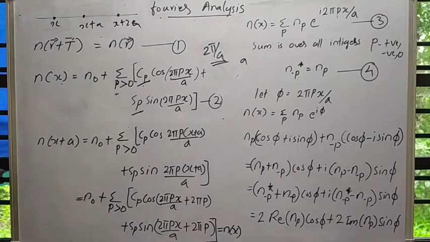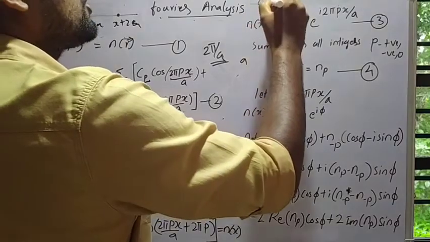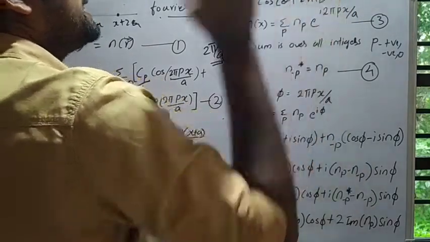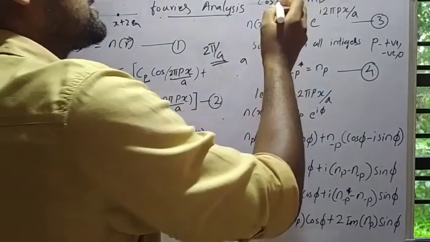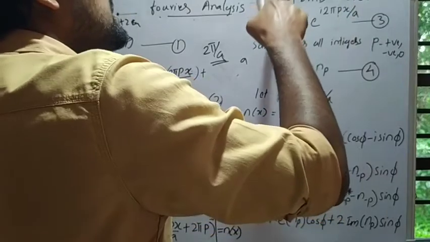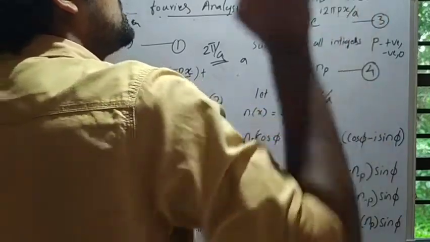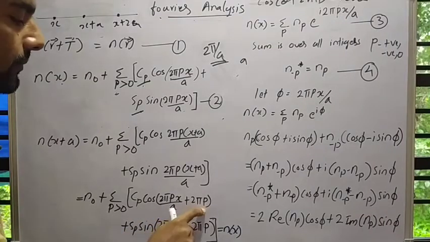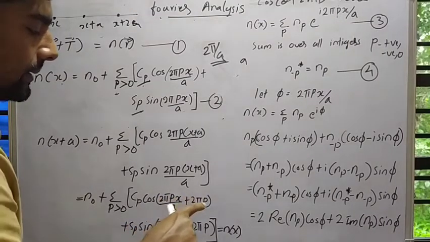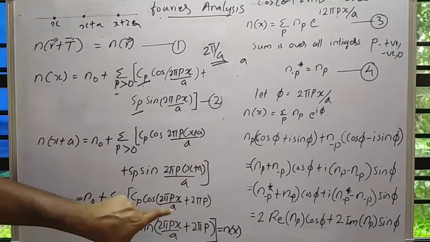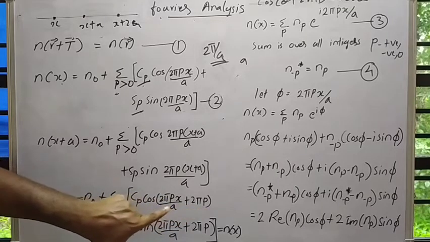And that is equal to, we know cos theta plus 2n pi, where n is an integer. If n is an integer, cos(theta plus 2n pi) equals cos theta, as well as sin(theta plus 2n pi) equals sin theta. Here we told p is a positive integer. P's are positive integers. So cos(theta plus 2 p pi) equals cos theta.